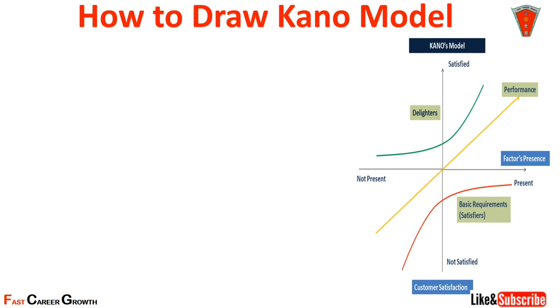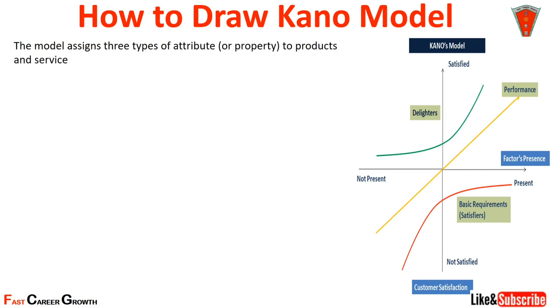The green line shows delighters, the orange line shows performance level, and the red line shows what should be the basic requirements to satisfy the customer. The model assigns three types of attribute or property to the product and services. First one is threshold attributes, that is the basic requirement.